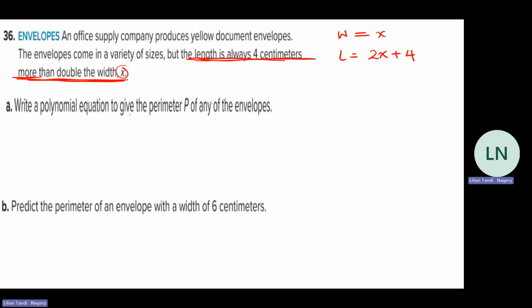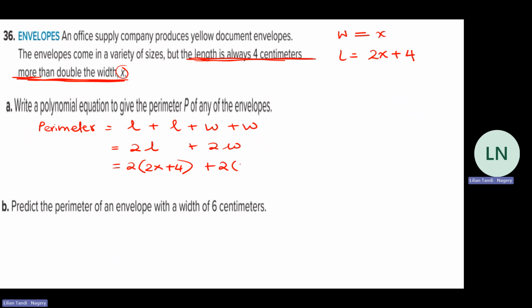Write a polynomial equation to give the perimeter of any of the envelopes. Perimeter of an envelope. Envelope is what shape? It is a rectangle. So perimeter equals length plus width plus length plus width. This is 2 length plus 2 width. This is 2 times (2x plus 4) plus 2 times x. Then you do the distributive property, you get 4x plus 8 plus 2x.